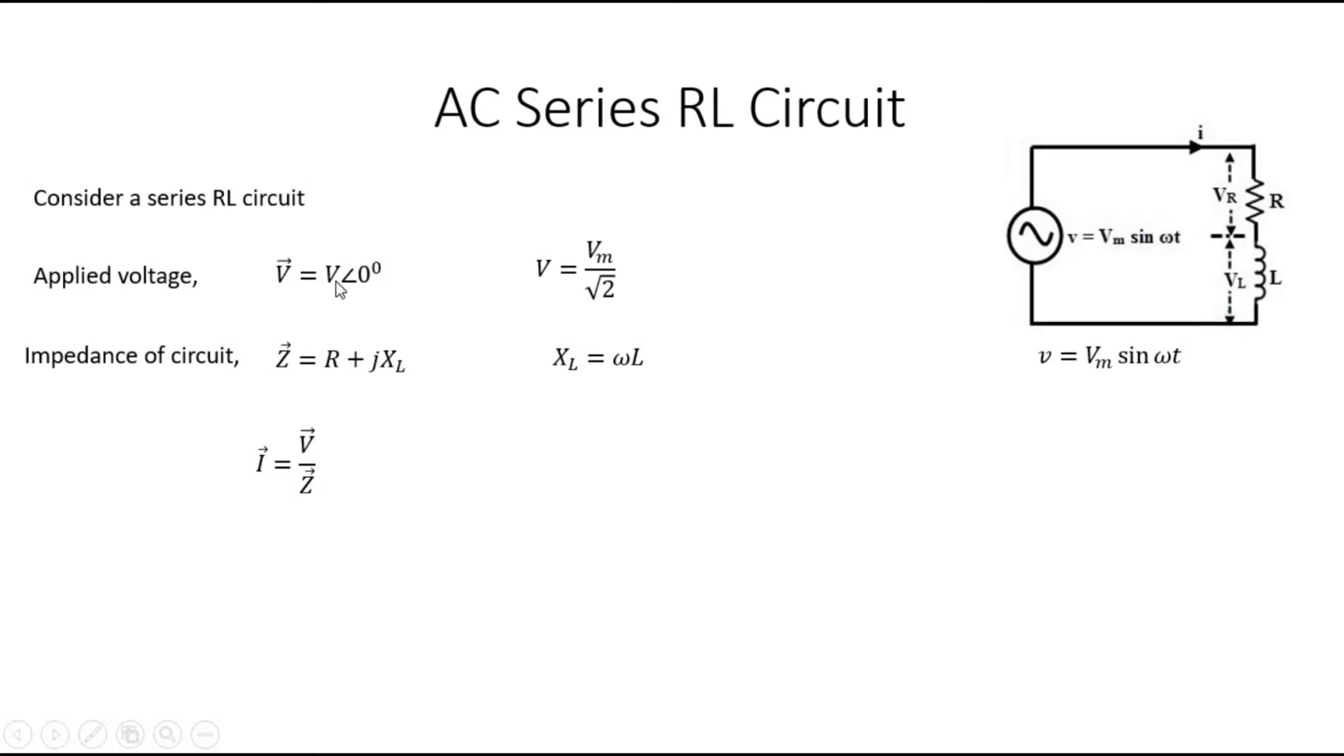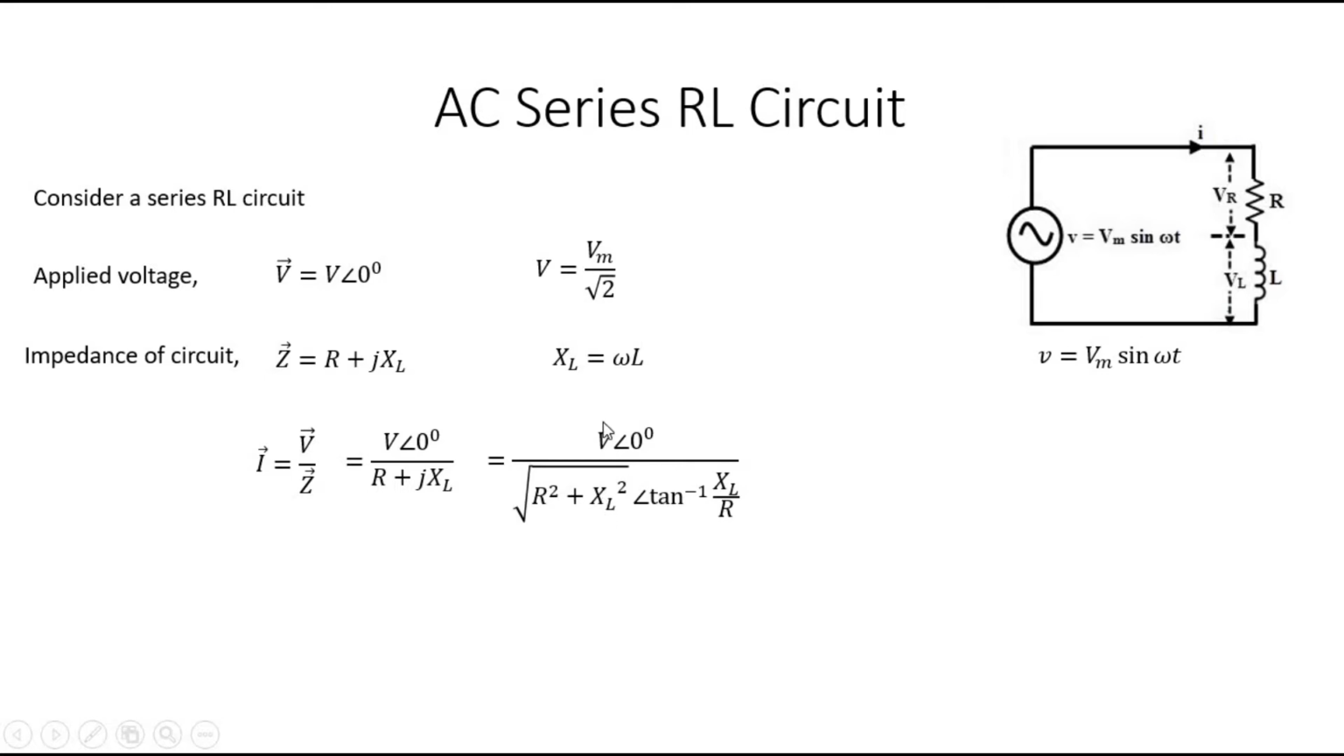Again, V is V angle 0 and Z is R plus jXL. So V angle 0 divided by R plus jXL. In order to do this division, we have to convert this into polar form. This is the rectangular form, R plus jXL. So we have to find the magnitude and angle. The magnitude will be equal to root of R square plus XL square, and the angle will be equal to tan inverse XL by R.